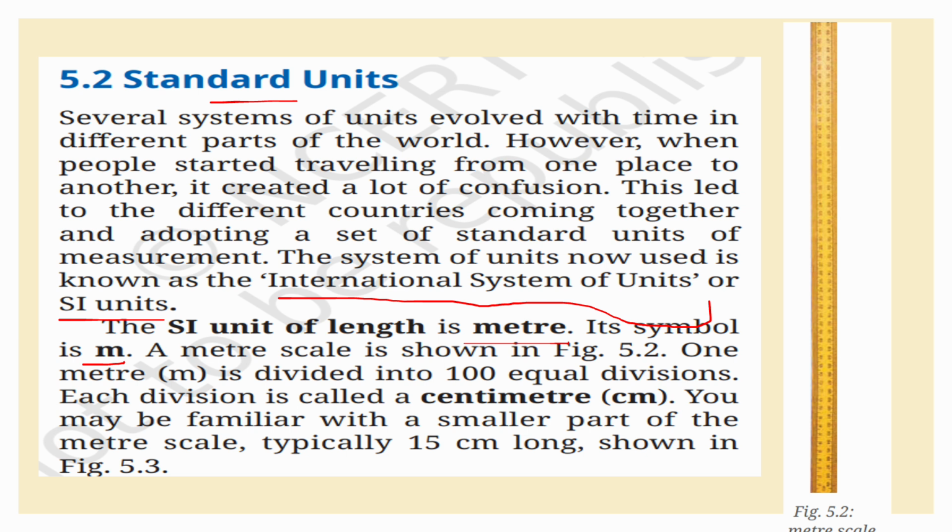A meter scale is shown in figure 5.2. See, this is a meter scale. One meter is divided into 100 equal divisions. Each division is called a centimeter. It is represented as cm. So, 1 meter is equal to 100 centimeters.